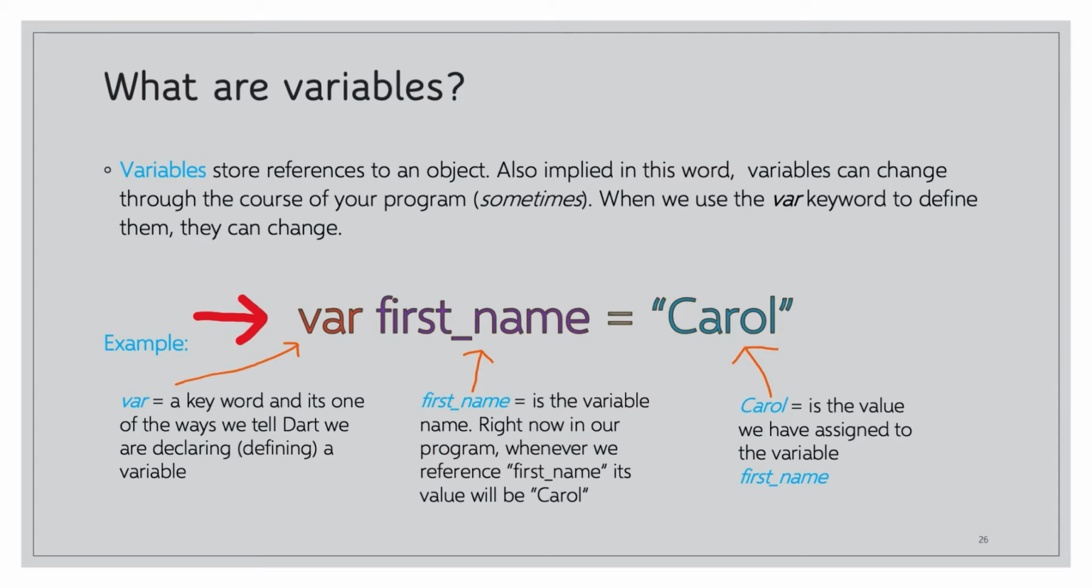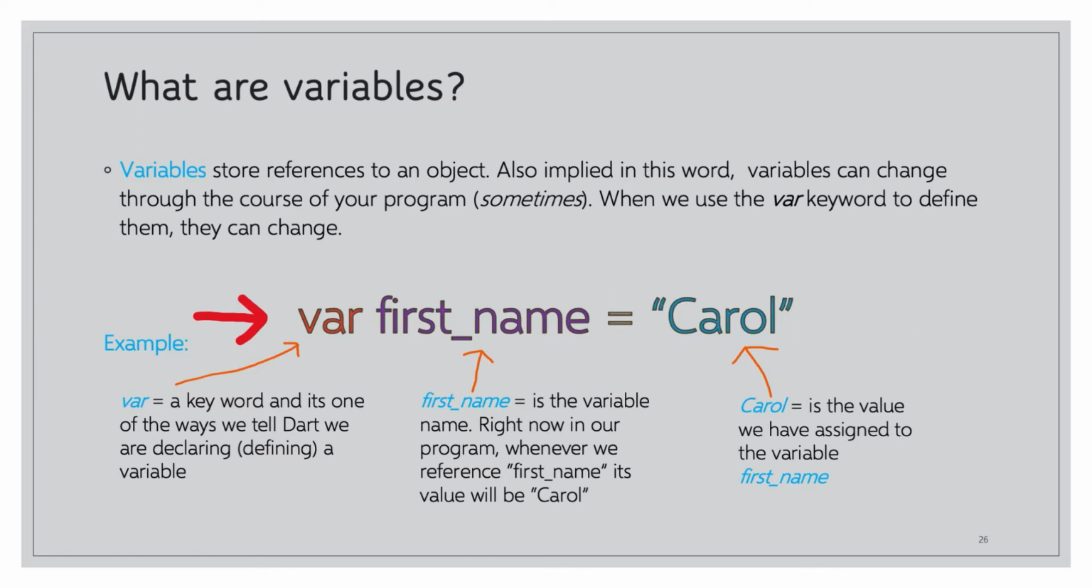So let's go through it. Var is a keyword, and it's one of the ways we tell Dart we are declaring or defining a variable. first_name is the variable name. Right now in our program, whenever we reference first_name, its value will be equal to Carol, because Carol is what we are defining on the right side of the equal sign. So Carol is the value we have assigned to the variable first_name.